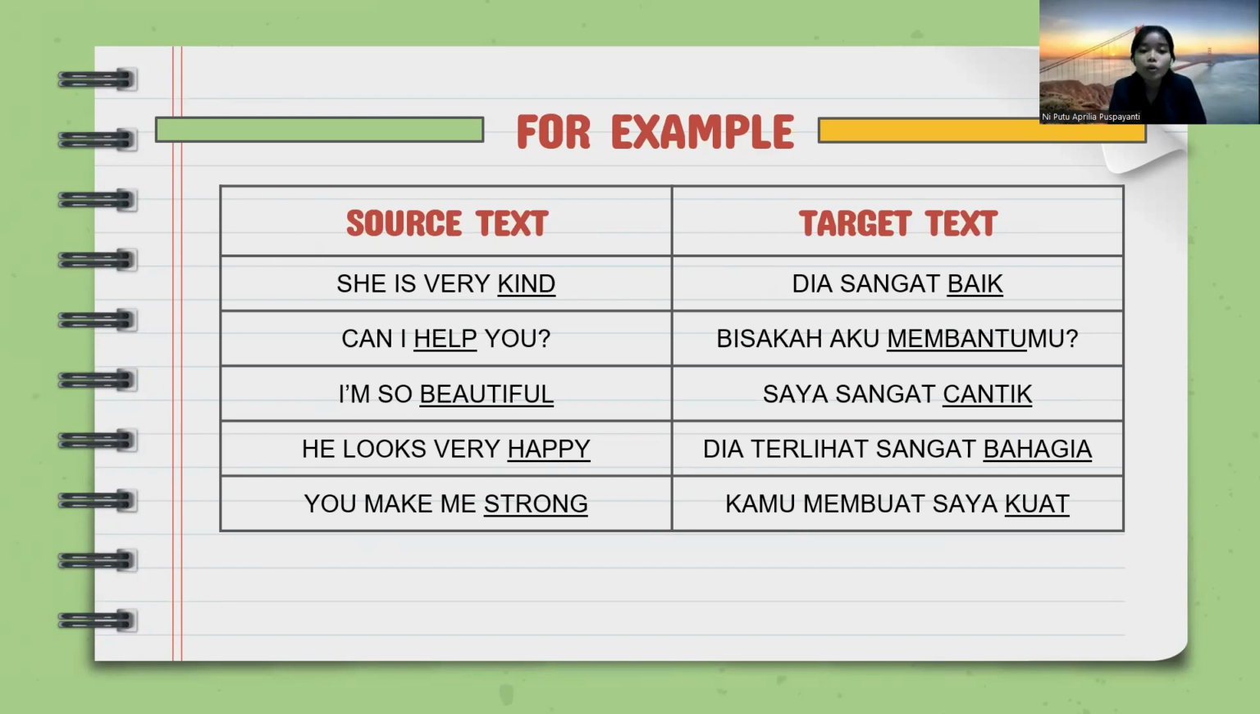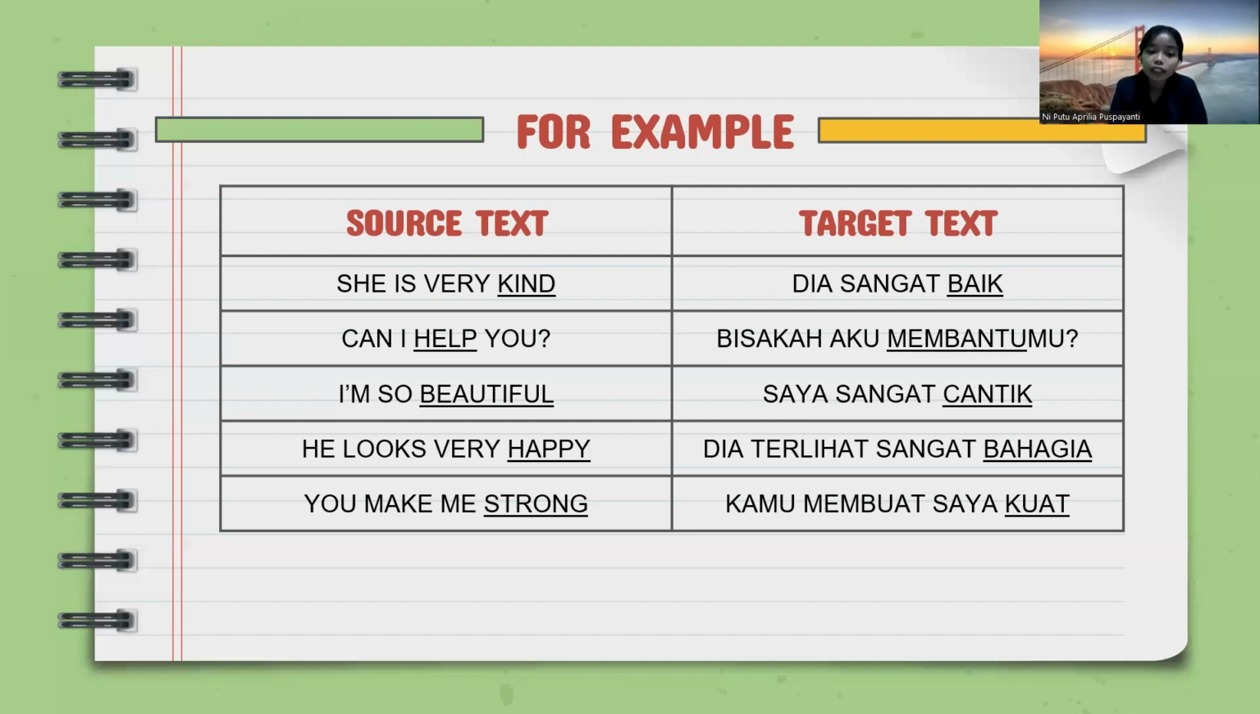Number one is "she is very kind". From the source text and the target text, "dia sangat baik". Number two, the source text is "can I help you", and the target language is "bisakah aku membantumu". Number three is "I'm so beautiful". In the target language, "saya sangat cantik". And number four, for the source language, "he looks very happy", and the target language is "dia terlihat sangat bahagia".